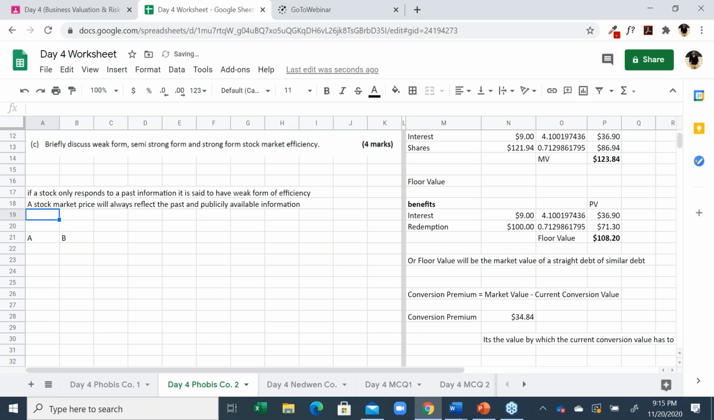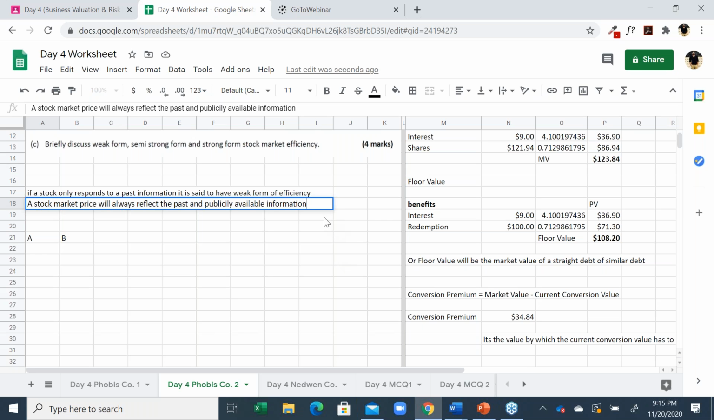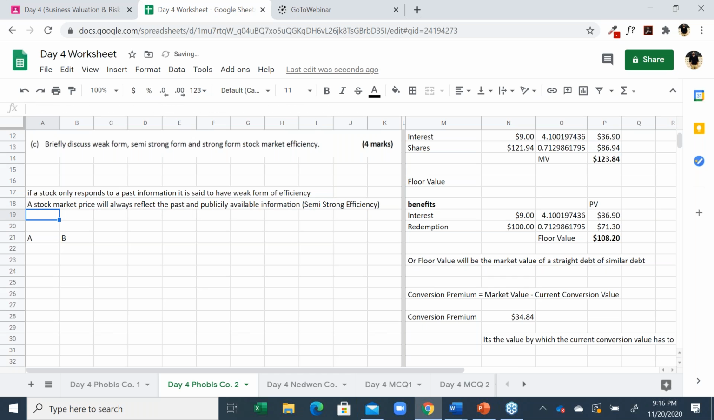A stock market will not only reflect past information. It will also reflect any future information that is publicly available. And this is called semi-strong efficiency of a stock market. And that's the practical one. Most stock markets, in fact, all stock markets show this form of efficiency.